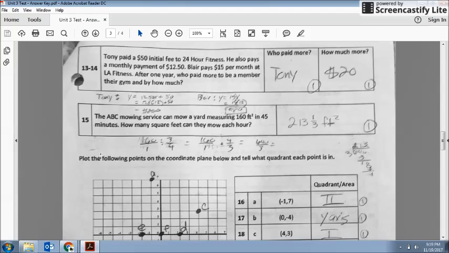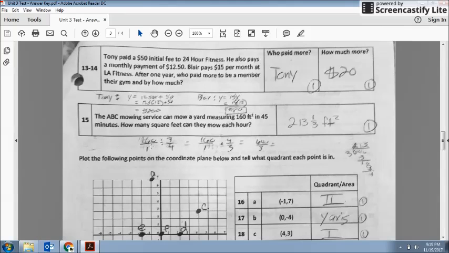Next question, question 15. The ABC mowing service can mow a yard measuring 160 square feet in 45 minutes. How many square feet can they mow each hour? If we know that they can do 160 feet in 45 minutes, the question is how many in 60 minutes. The way I solved it was 160 divided by 3/4, since 3/4 is 3/4 of an hour. This is a rate, and I'm going to get it into a unit rate.